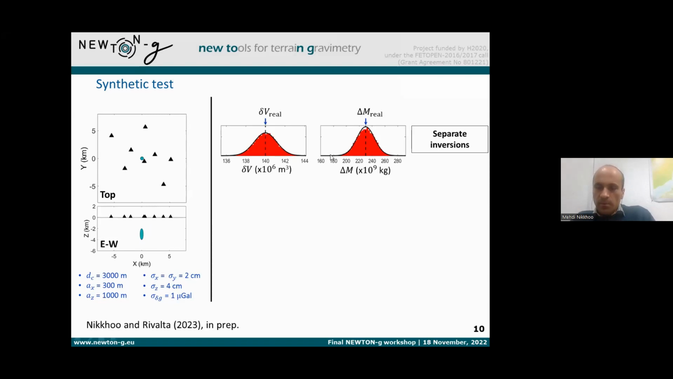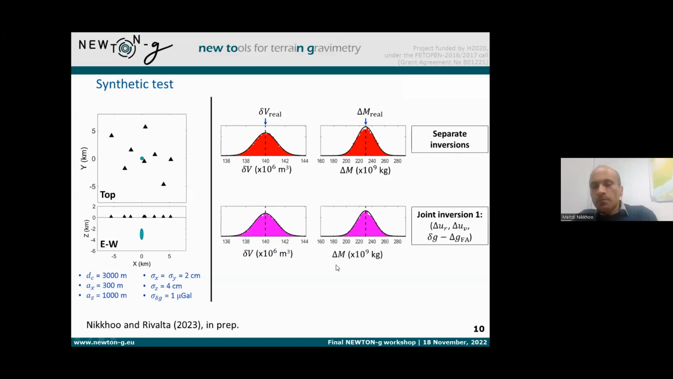First, we use method number 1. We apply the free air correction and then use the residual gravities to infer the mass changes. I have to say that in this case, we first use the deformation data. We invert them in order to constrain all the source parameters, and then we use the residual gravity to constrain the mass change. So this is what I mean by the separate inversions.